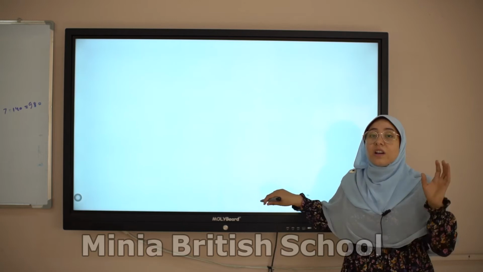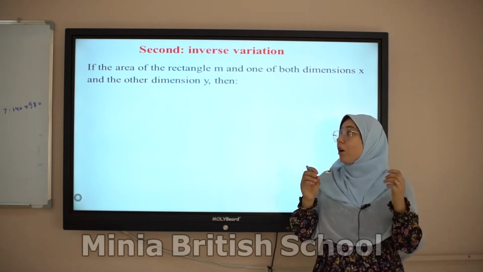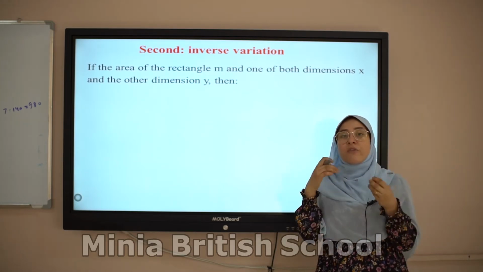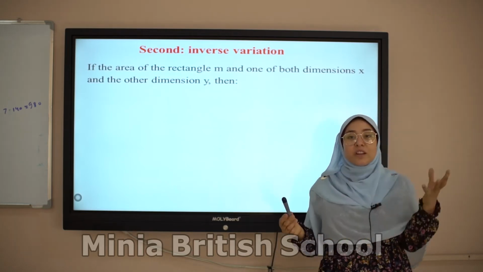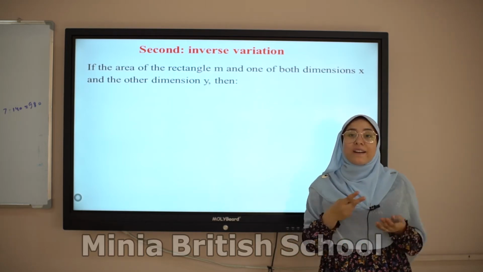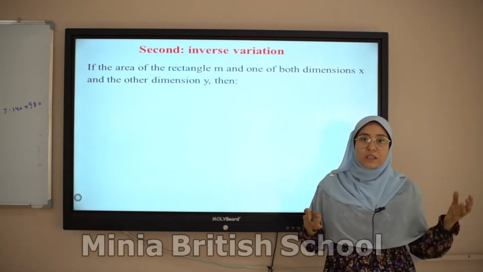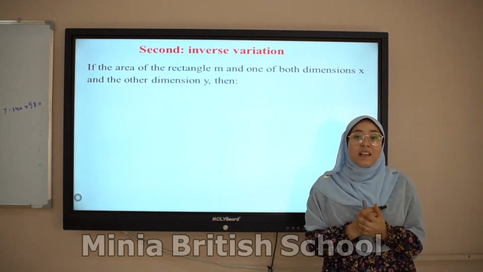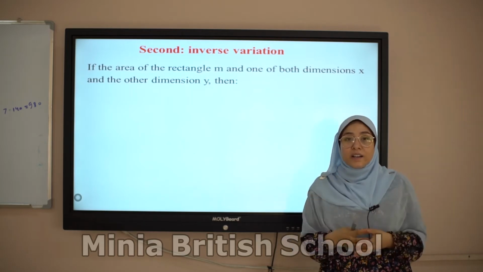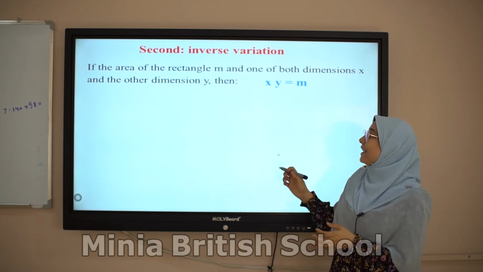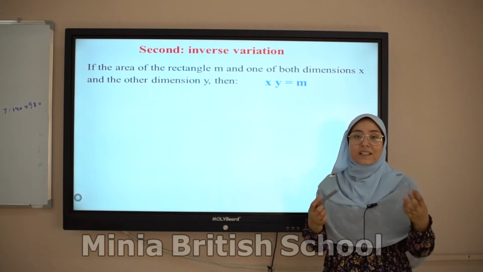The second type is inverse variation. Now, if the area of the rectangle is m, and one of its dimensions is x and the other dimension is y. We know the rectangle has two dimensions, length and width. One of them is called x and the other is called y. The area of the rectangle equals length times width, so the area m equals xy.